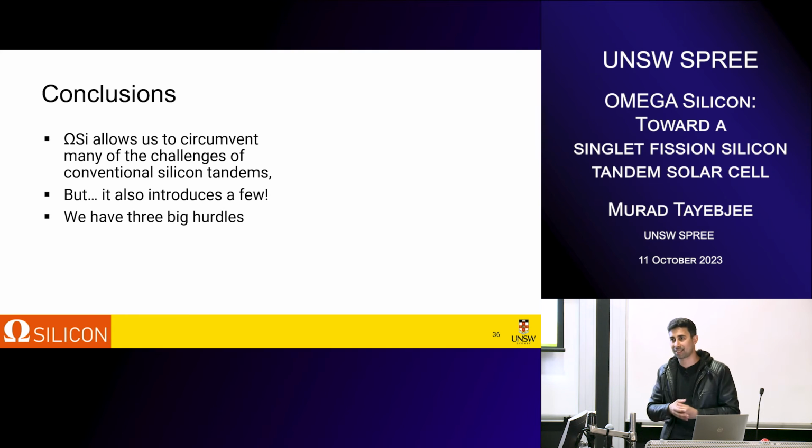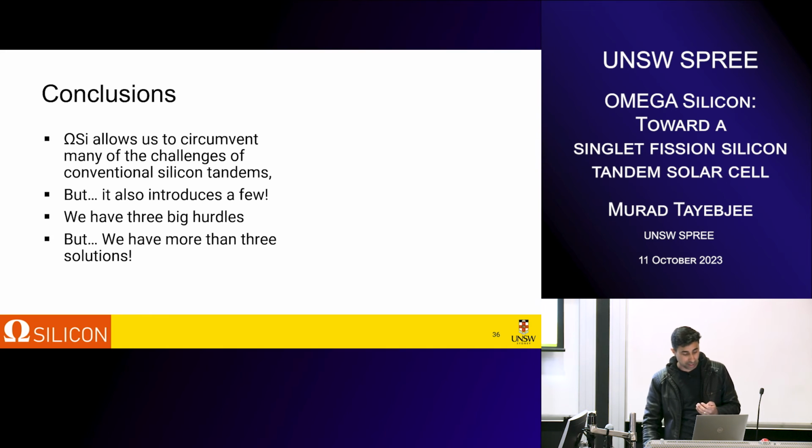Yes, it's a balancing act between passivation and the efficacy of singlet fission, but you know what? I think it's still pretty exciting that we're going to get around them. So I would say that although we have 3 big hurdles, I think we have more than 3 solutions for these hurdles, so hopefully we can make that work.